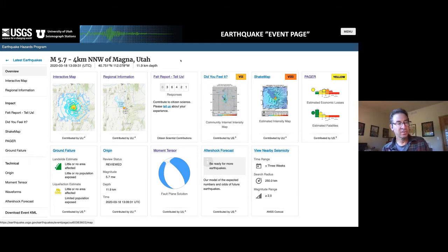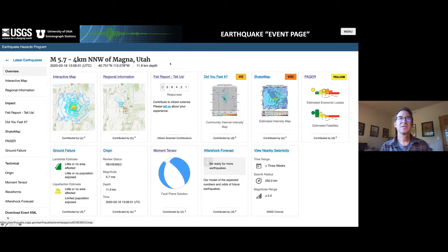And you might have just heard a text message. There's a magnitude 6.4 earthquake off Chile just a few minutes ago. So that will generate its own web page. But this is something that happened back in 2020, and this is an earthquake of magnitude 5.7 in an urban area of Utah, close to Salt Lake City.